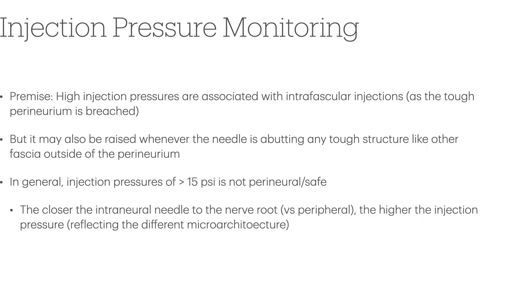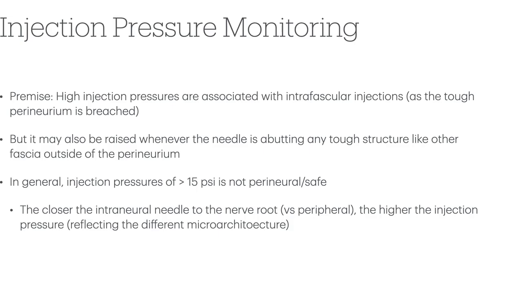Since nobody has ever used injection pressure monitoring, probably you have never even seen the picture of the injection pressure monitor. So there are some models in the market. Some will just show what is the pressure when you inject. Some will have a limiter, so if the pressure becomes high, it will stop the injection. But what's the premise? The premise is that if you have a needle inside the fascicle, you will have a high intraneural pressure, as compared to if you are between the fascicle or you are outside of the nerve, you have a low injection pressure.